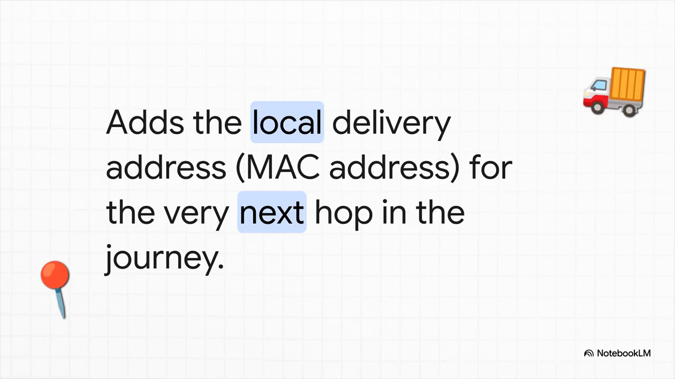Okay, we're almost there. Our package is on the right street, but now we need the specific house number. That's what layer 2, the data link layer, does. It adds the local address, called a MAC address. So if the IP address got your data to the right city and neighborhood, the MAC address gets it to the right house on the block. It's all about that final, very specific next hop.